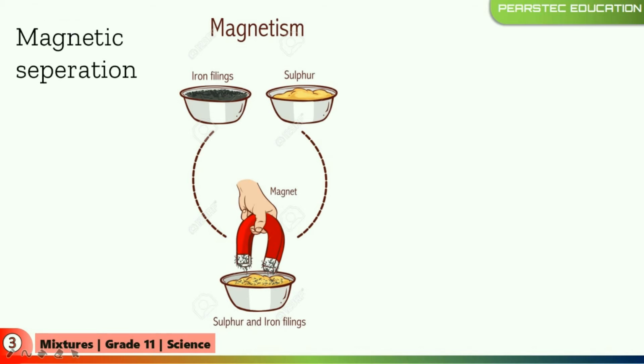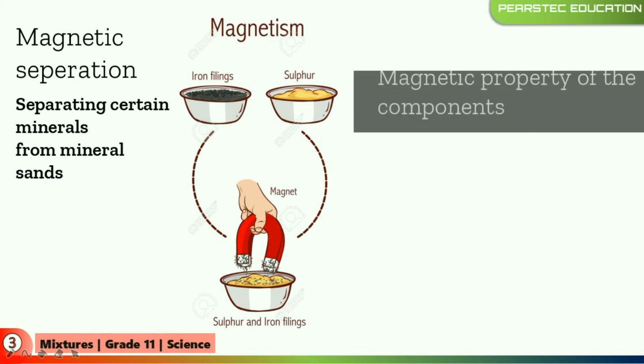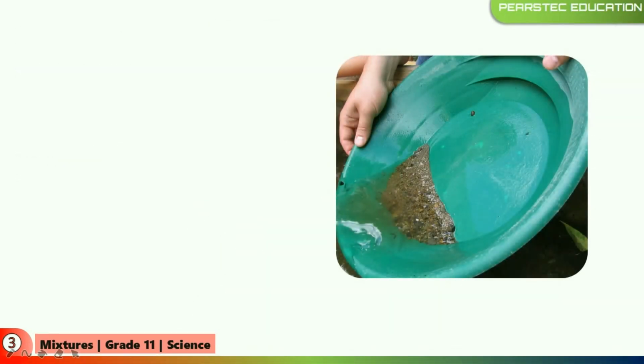So this is a magnetic separation. Separating certain minerals from mineral sands can be done with magnetic support. So the magnetic properties of the components are helping us to separate the metals from that sand. So you understood some amount of mechanical separation. There are other ways also.